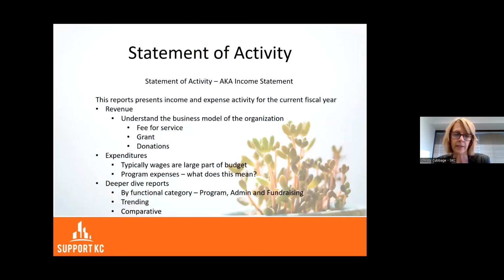In the income statements, you can have deeper dive reports. A lot of times with your board reports, there'll be page after page of income statements or statement of activity. Statement of activity by functional category, statement of activity trending, statement of activity comparative, statement of activity budget. And so you can get really lost in a lot of statement of activities because there are a lot of different ways to slice and dice this income and expense report. I will show you a couple of options at the end here.